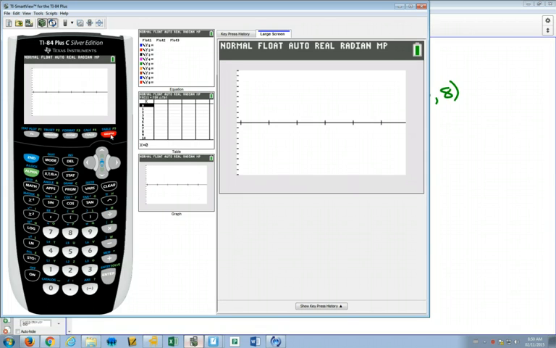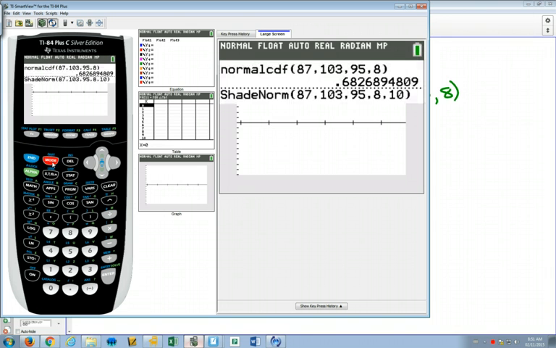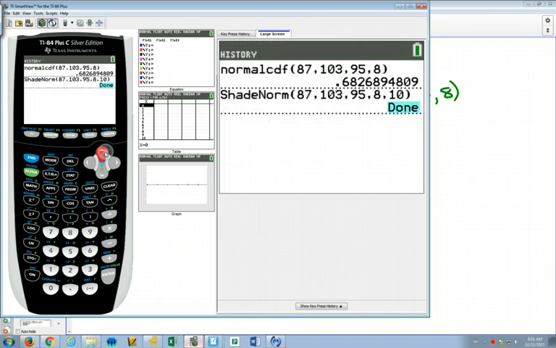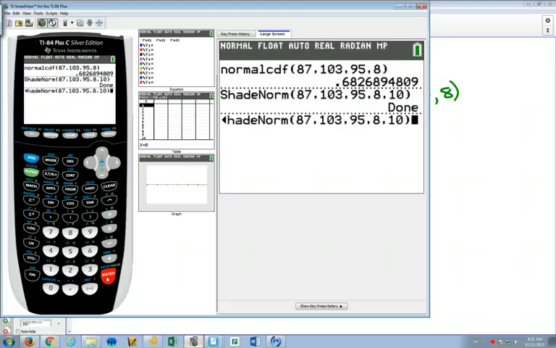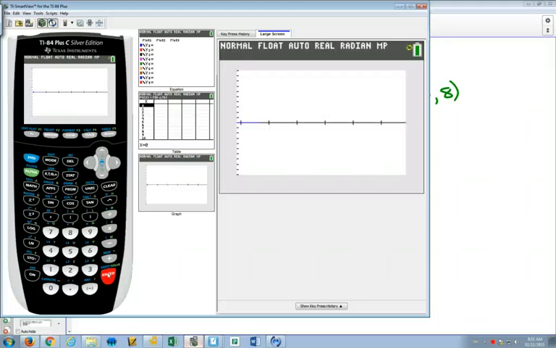Oh, and now we're really disappointed because nothing showed up. Every time you change your window for shade norm, it erases your drawing. So what do you have to do? You have to go back and highlight it again and push enter again, and then it shades it again. And once again, we're disappointed because it looks just like a straight line. That doesn't look like a very nice bell curve.